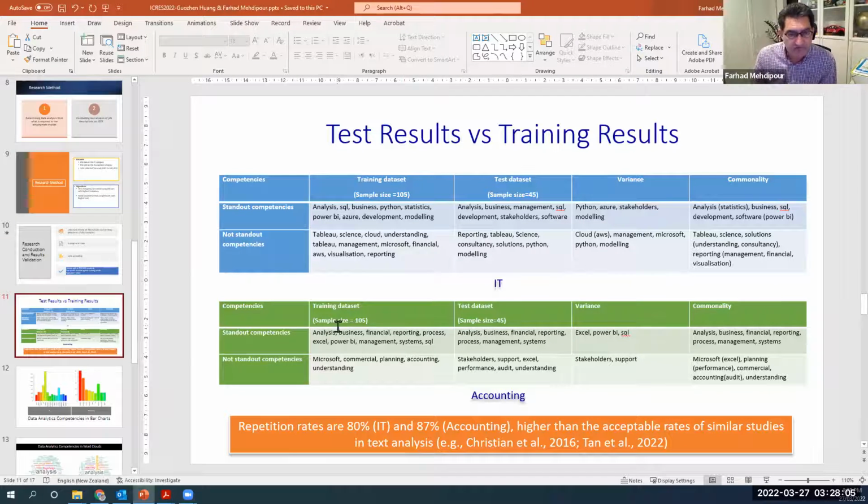Right, for accounting, we have a similar kind of table including standard competencies and non-standard competencies. We can see the variance and commonality. Most of the terms that we identified in the training phase also appear in the test phase. So it has been rather successful, with more than 80% accuracy. We got the results that we were expecting, and we got similar observations to the literature review that we did.